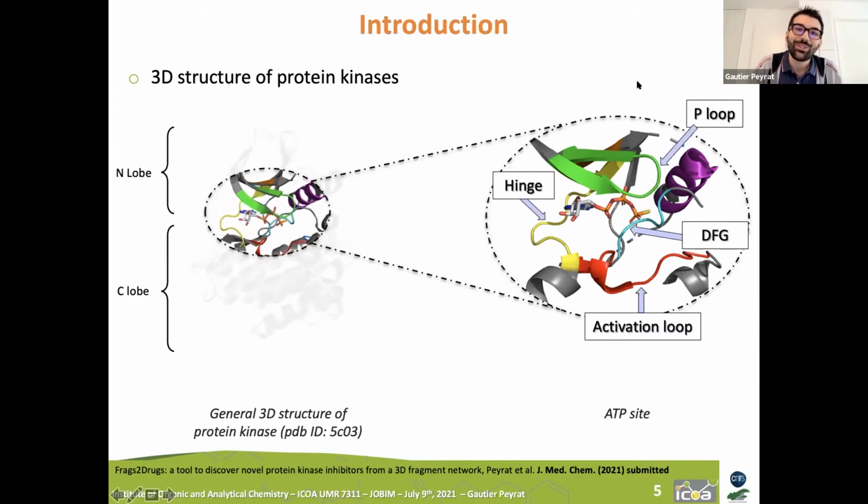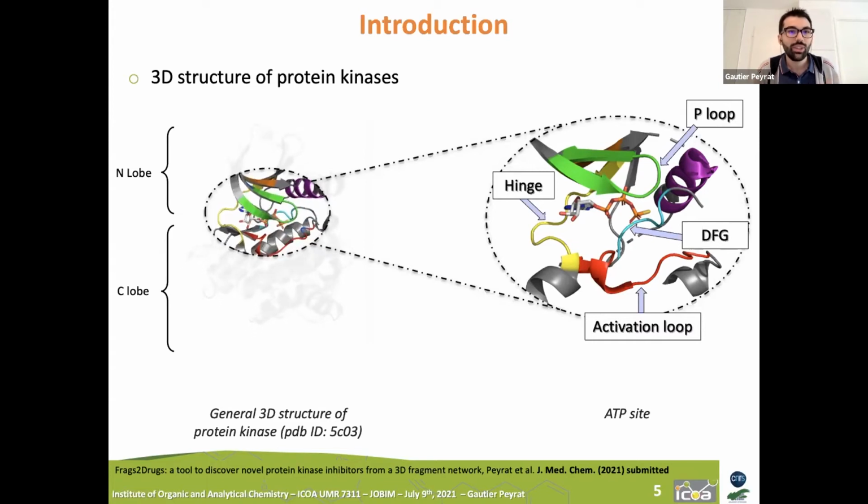In the catalytic site of protein kinases, there are some structural motifs and domains which are highly conserved between all different protein kinases, such as the P loop, the DFG, or the activation loop. Those conserved motifs make them hard to inhibit selectively, but they also gave us the entry point to create our database.